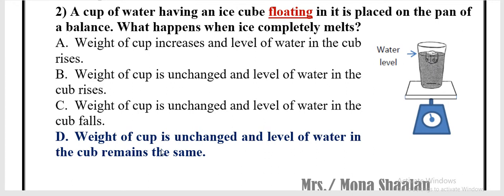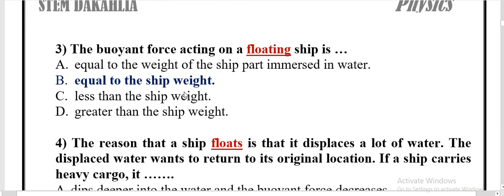So the weight of the cup is unchanged and the level of the water in the cup remains the same, as ice has a smaller density than water and it has a larger volume. So when it melts, the larger density of water will have a smaller volume, so the buoyant force will remain the same and the level of water will remain the same.